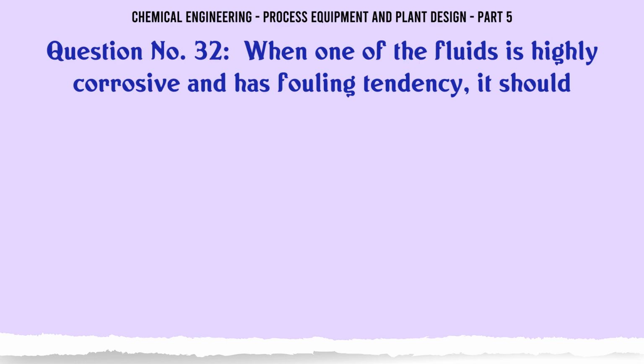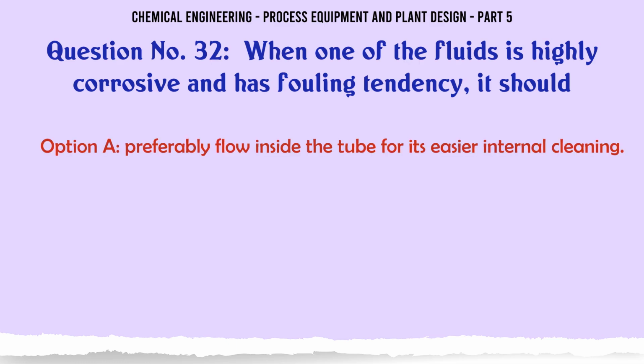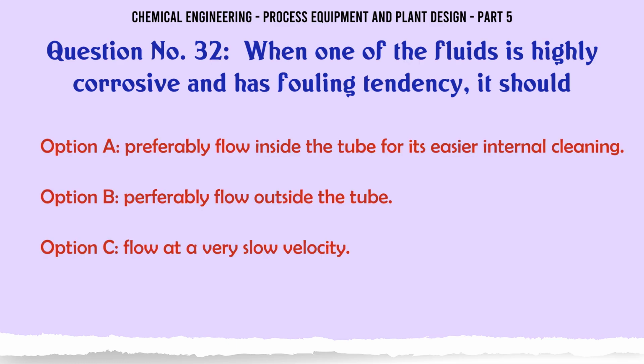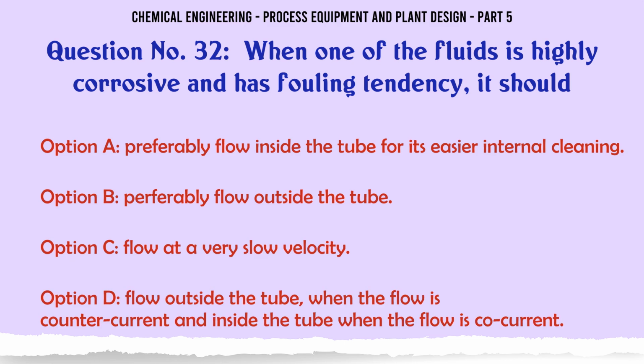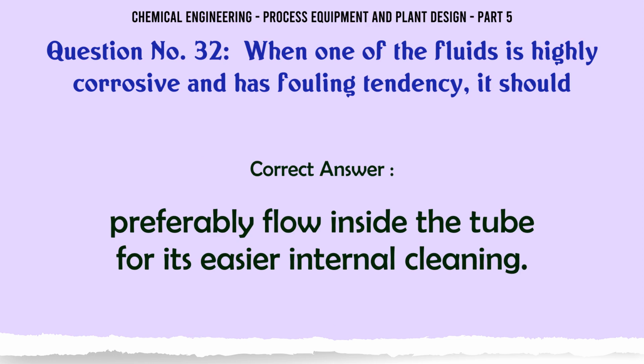When one of the fluids is highly corrosive and has fouling tendency, it should A. preferably flow inside the tube for its easier internal cleaning, B. preferably flow outside the tube, C. flow at a very slow velocity, D. flow outside the tube when the flow is countercurrent and inside the tube when the flow is co-current. The correct answer is preferably flow inside the tube for its easier internal cleaning.